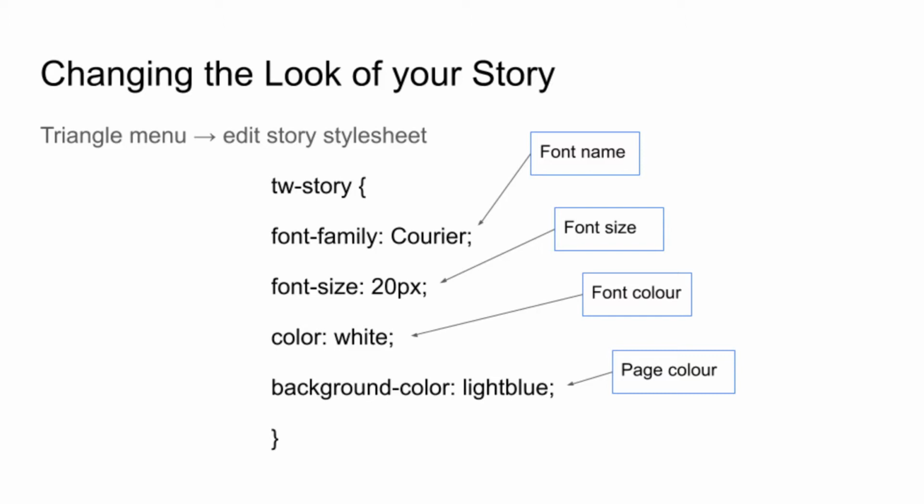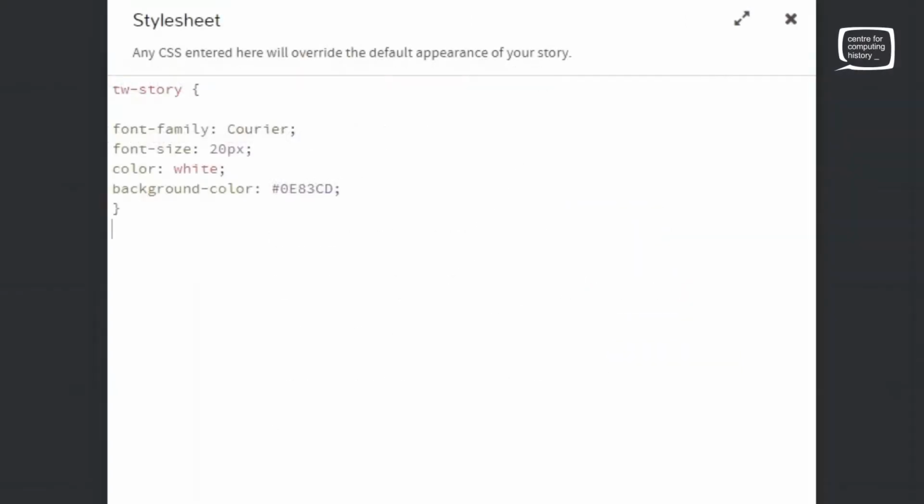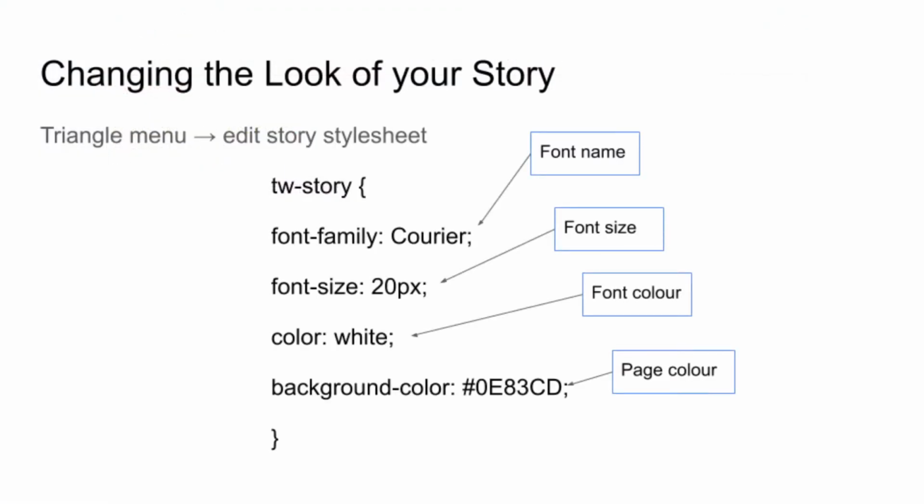These should be fairly self-explanatory. The first three dictate the font style, size and colour, and the final line dictates background colour. Again, these can be experimented with, and you can go very specific with your colour choices with RGB colour codes and the like. For example, if you want to use the official Centre for Computing History blue, swap light blue for #0E83CD. If you want to know more, just search Twine Harlow font colours to get more information.